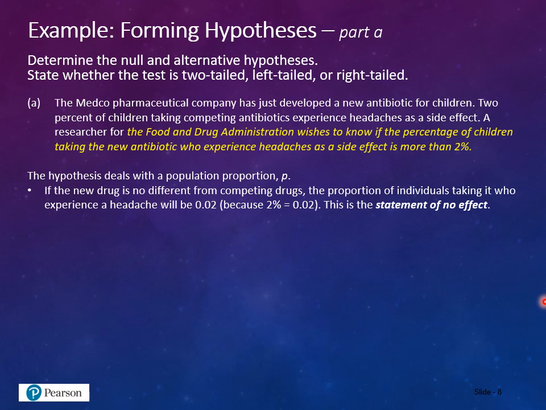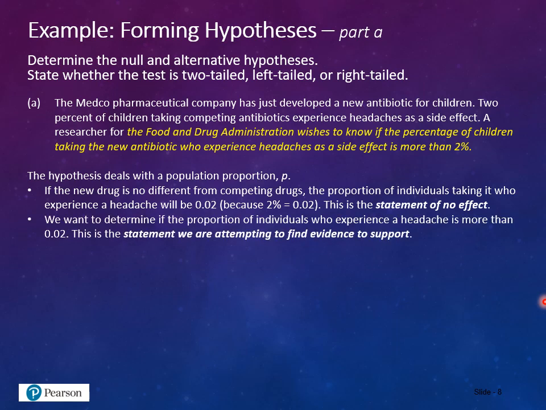Okay? This hypothesis deals with the population proportion, P, right? What is the proportion of children who take the medicine and whether it's greater than 2%. If the new drug is no different from competing drugs, the proportion of individuals taking it who experience a headache will be 0.02, because 2%, right? This is the statement of no effect. This is our null hypothesis, okay?